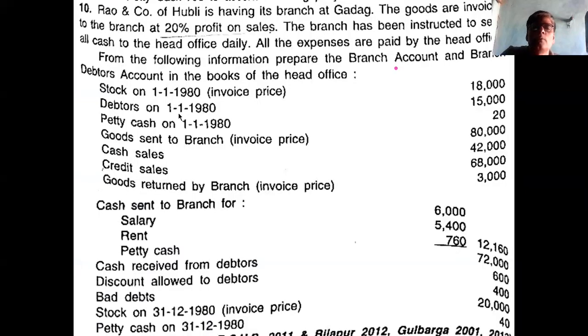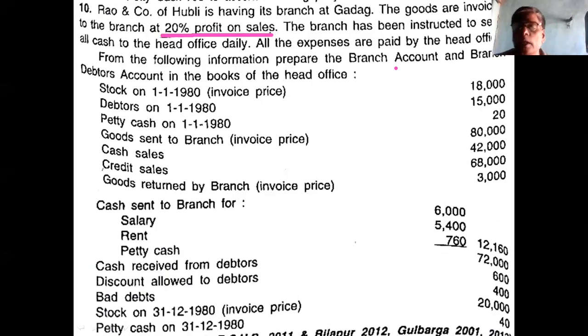This is the second problem on invoice price method. Rao and Company of Hubli has a branch at Gadag. He sends goods invoiced to the branch at 20% profit on sales. You see the wording: 20% profit on sales.